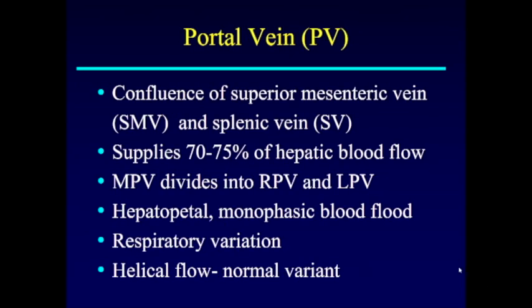So as you all know, the portal vein is the vessel that supplies most of the blood to the liver, about 70 to 75%. It is formed by the confluence of the superior mesenteric vein and the splenic vein. The main portal vein divides into the right and left portal vein within the liver. On Doppler, it has a characteristic hepatopetal monophasic blood flow. There is some variation with the respiratory phases, and there's also something called helical flow, which is a normal variant.